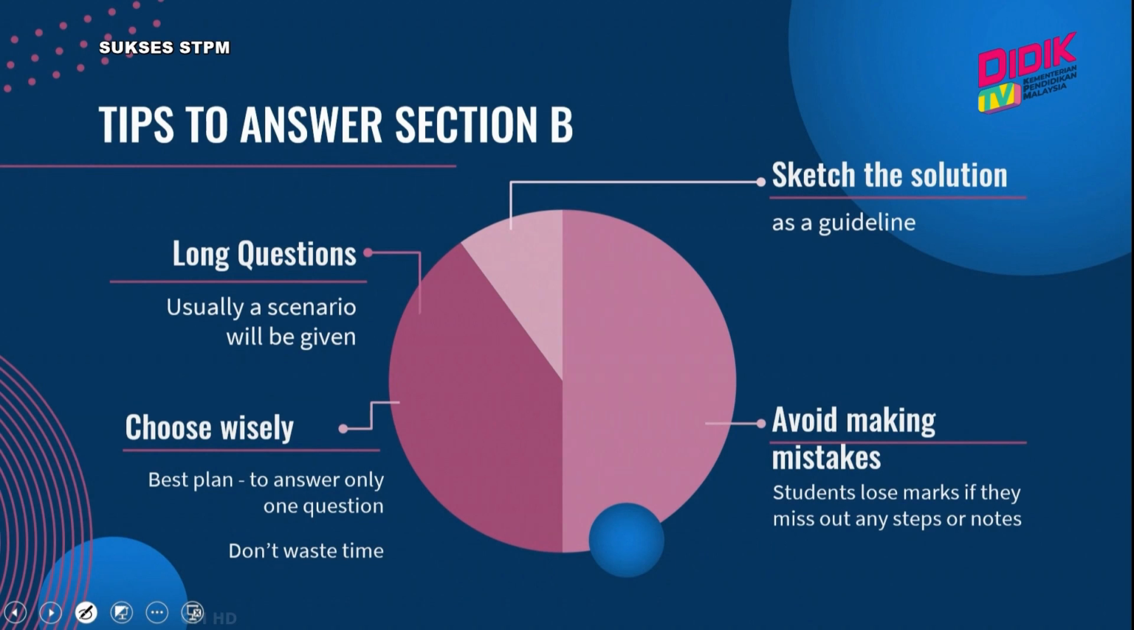Don't answer both. If you answer both, what happen? Only the first one will be marked. So you're wasting time. And then avoid making mistakes. So student lose mark if they miss out any steps or notes. Usually this one for drawing. Student might miss marks there.